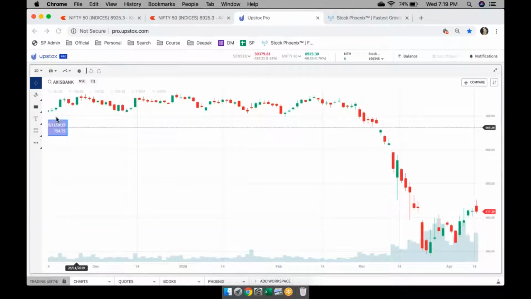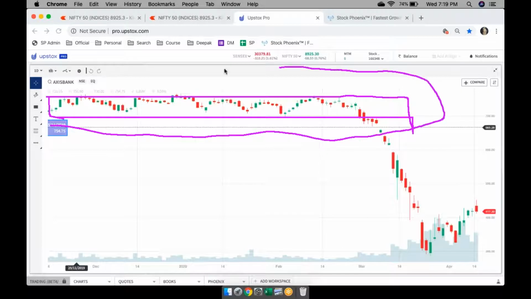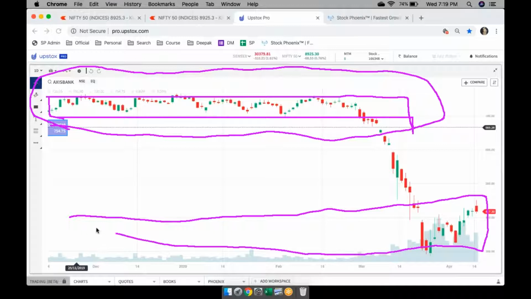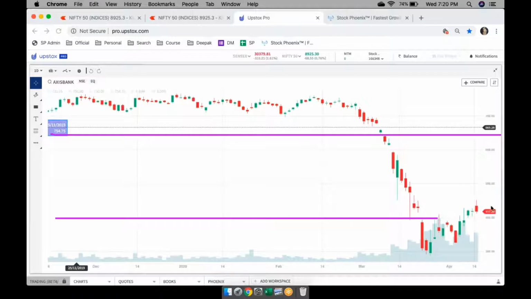Did I ask you to mark the line like this? I told you to mark a box like this. The box should be big enough so that the screen can be bifurcated into three phases. We can do it like this: one, two. So it's in the top of the curve, the bottom of the curve, and the middle of the curve. Now this particular stock is in the middle.